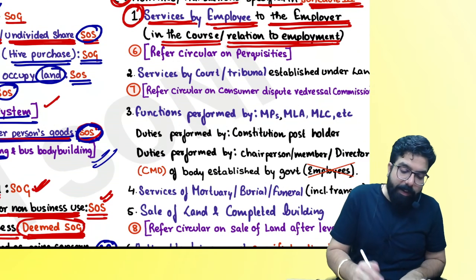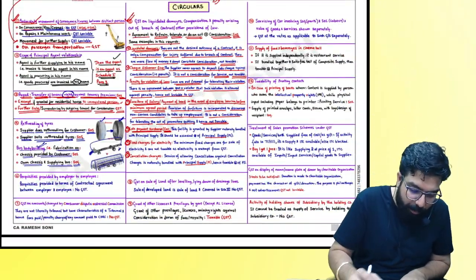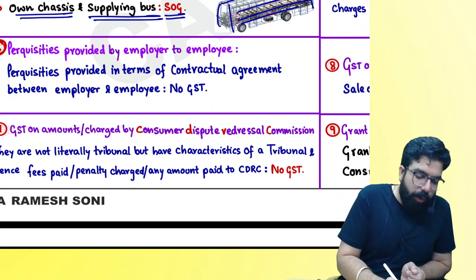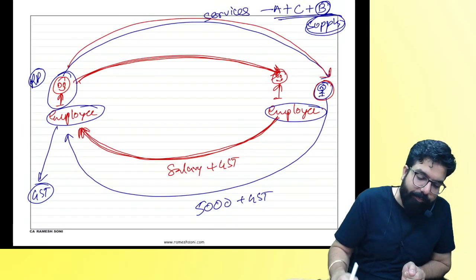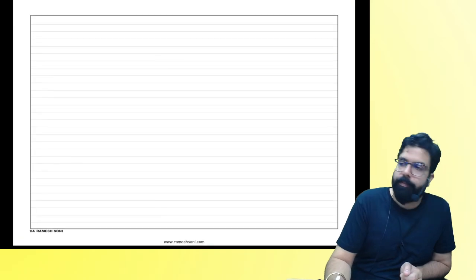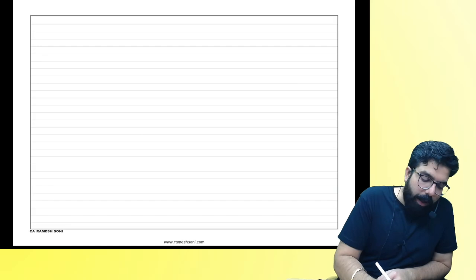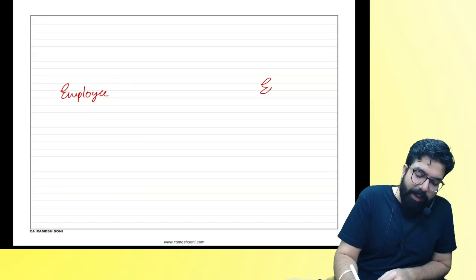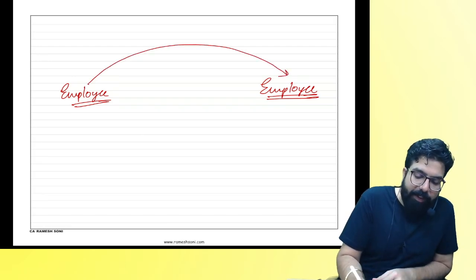Next. The next is one circular, the circular on perquisites. Let's read the circular, everyone. Refer to the circular. Can you see number 6 over here? Perquisites provided by the employer to employee. People, listen to me very carefully. Everyone over here, I am the employee. This is the employer. My question to you guys, listen very carefully. I gave services to the employer.